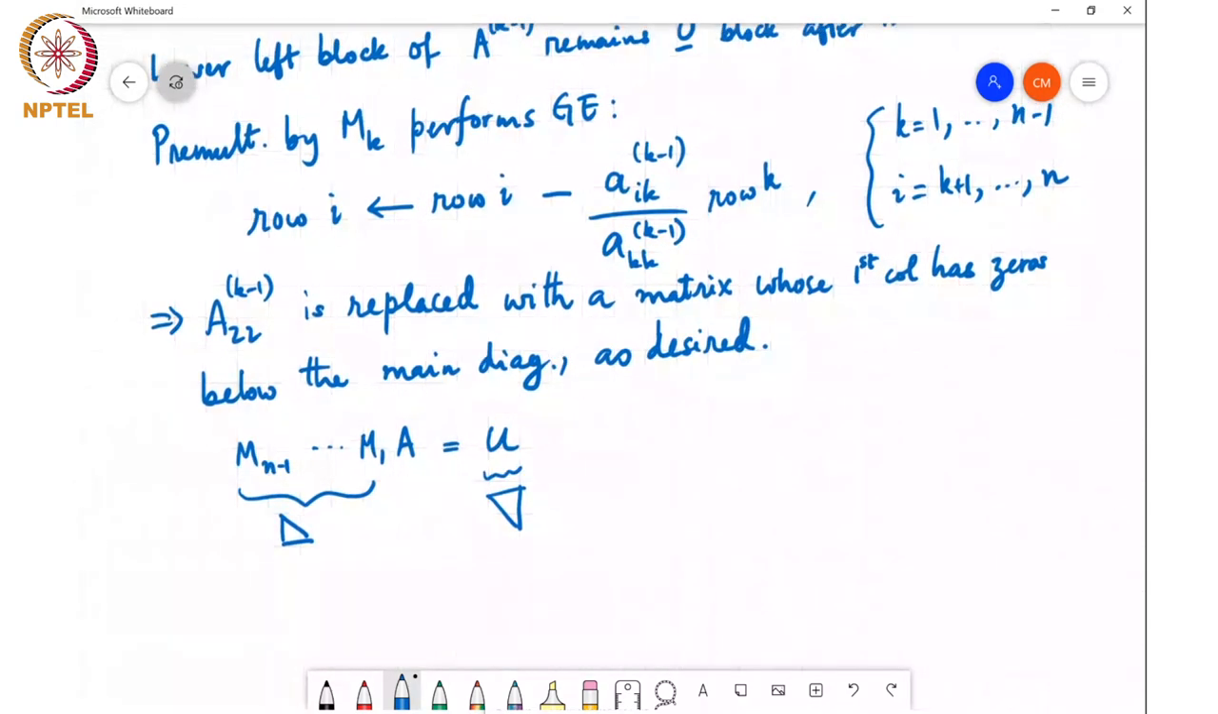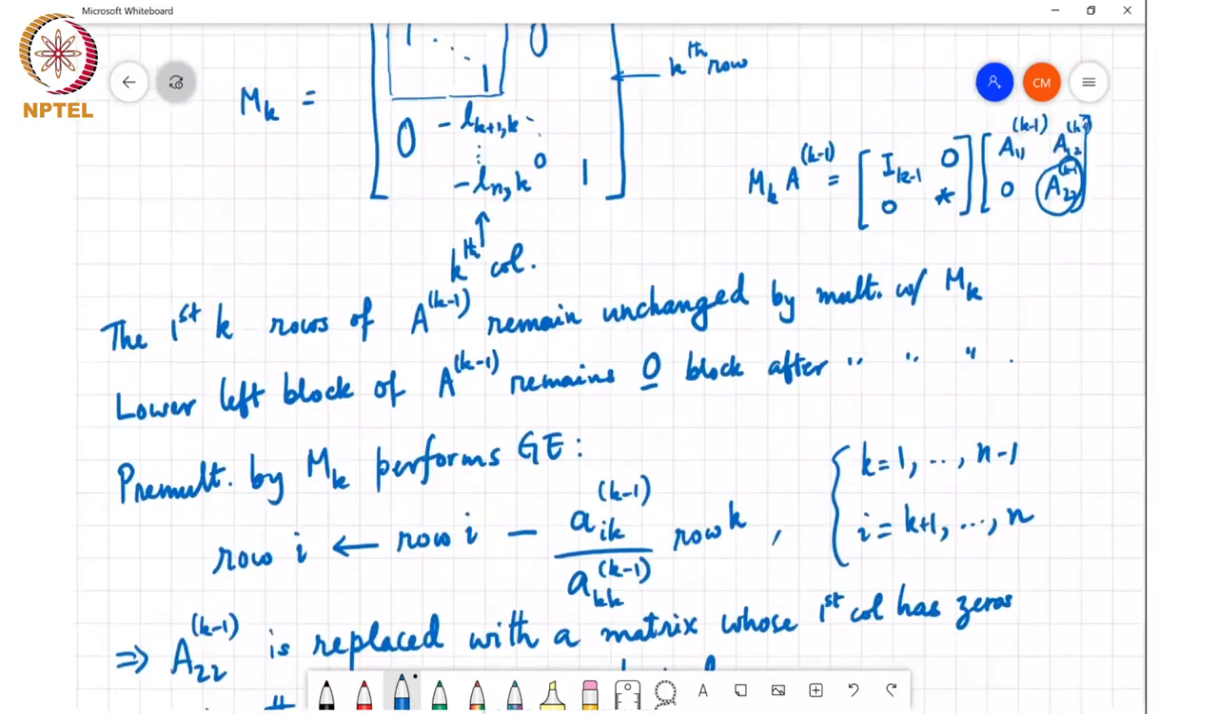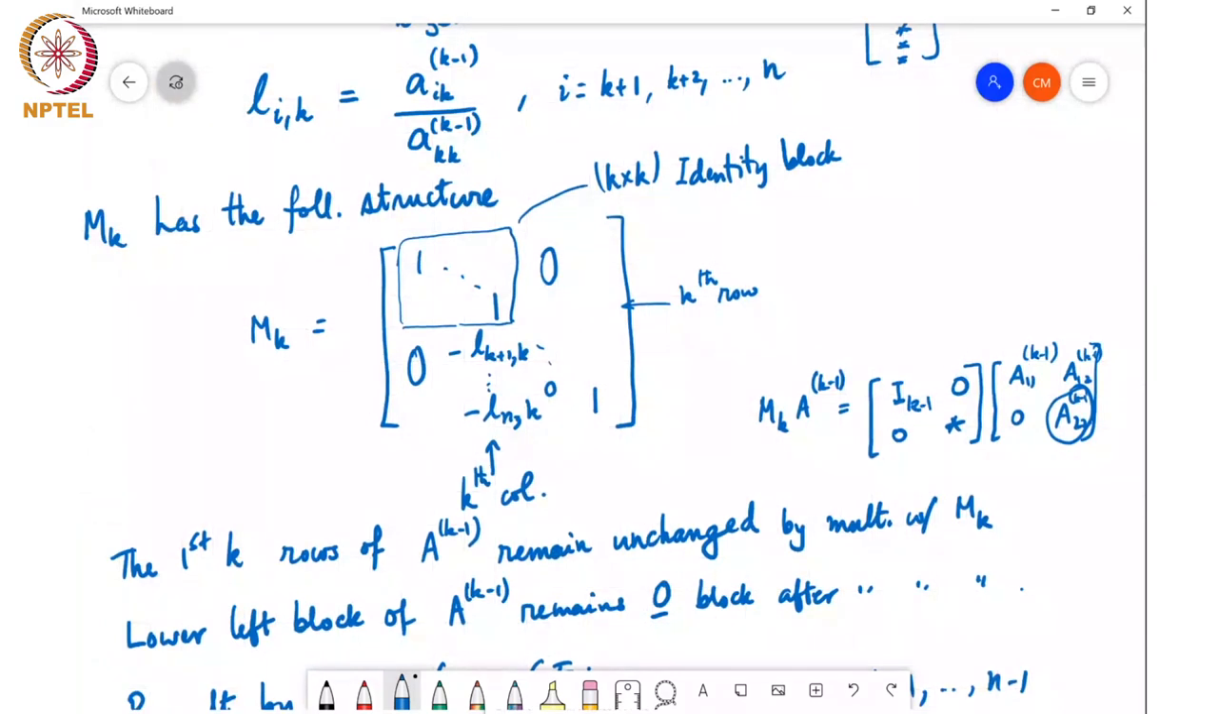Now, if I define this product to be L inverse, then I have L inverse A equal to U. This is lower triangular, and the inverse of a lower triangular matrix is also lower triangular, and so this implies A is equal to LU. Also by construction, each of these matrices is lower triangular with ones along the diagonal, and for a lower triangular matrix, the eigenvalues are the diagonal entries. And so all its eigenvalues are equal to 1, so it is non-singular and can be inverted. And so you have A is equal to LU.